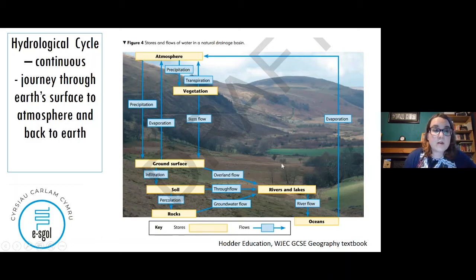So permeable rock, such as sandstone, allows water to be absorbed into it, whereas impermeable rocks such as granite and slate do not allow water to go through them. So that can have a massive impact on the hydrological cycle.